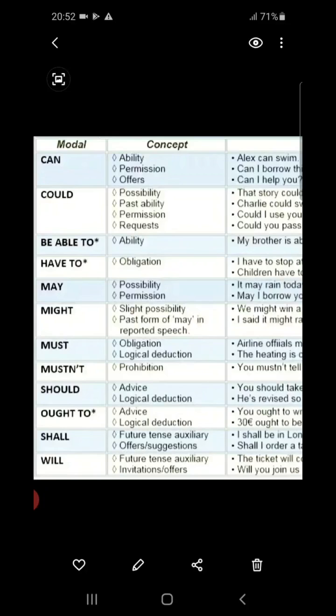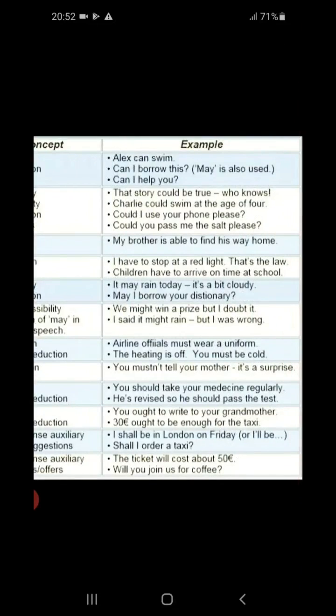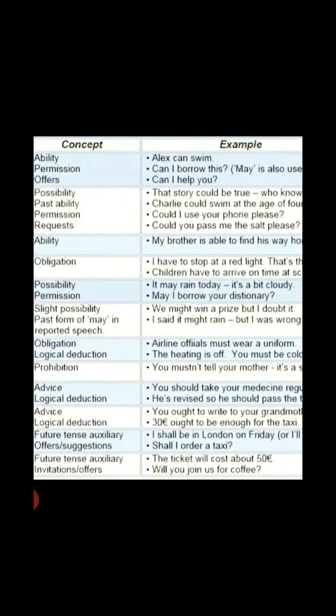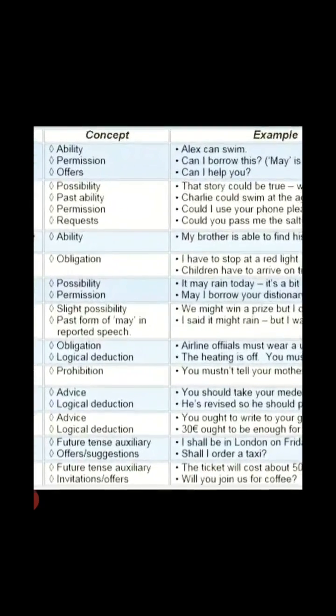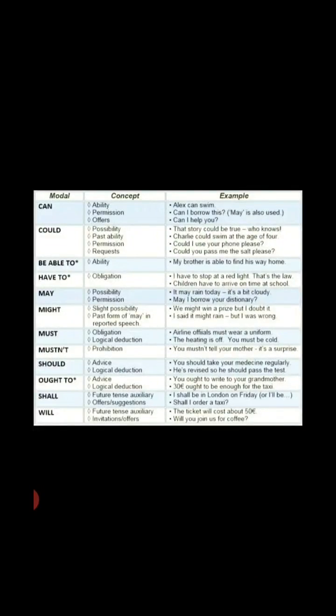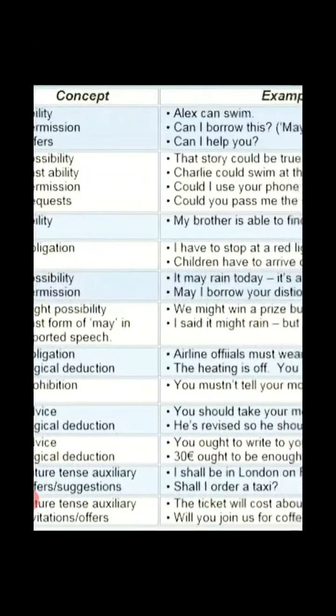Next, might, which reflects slight possibility, past form of may in reported speech. We might win a prize, but I doubt it. So it's a slight possibility. It is what? A slight possibility.